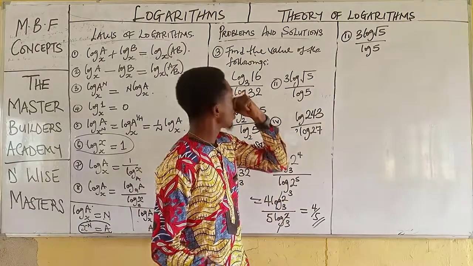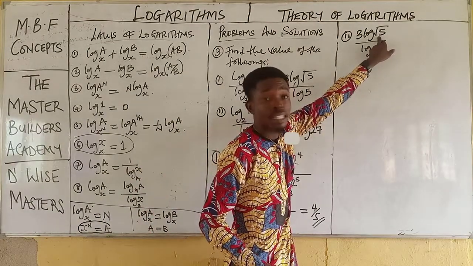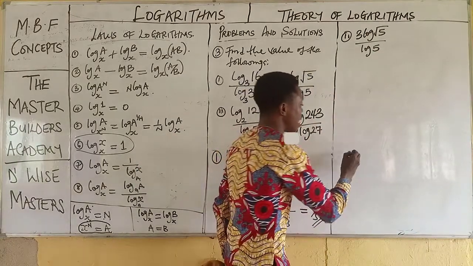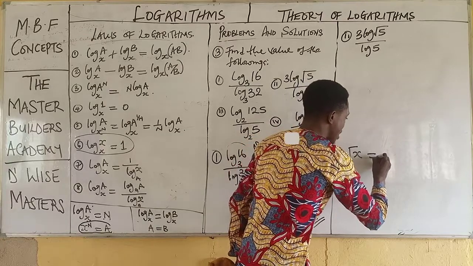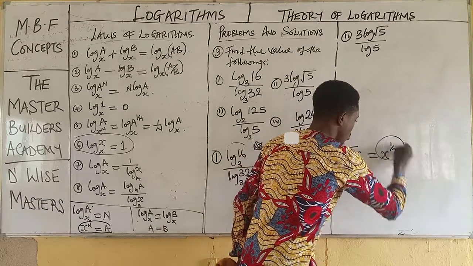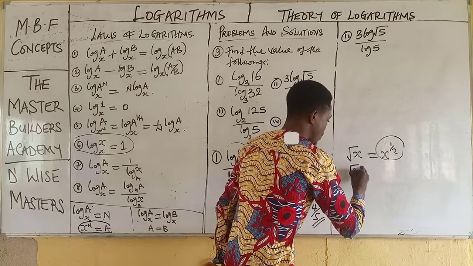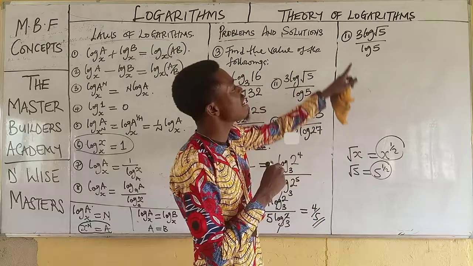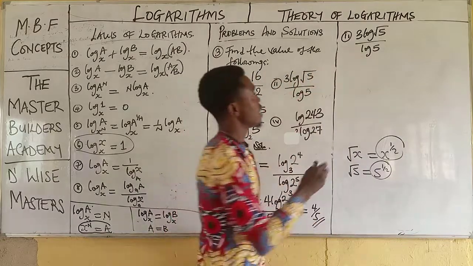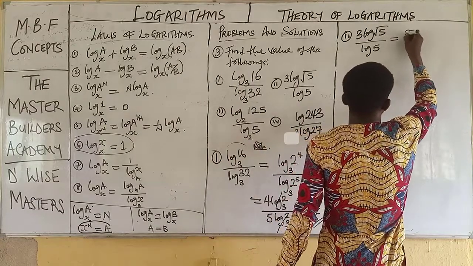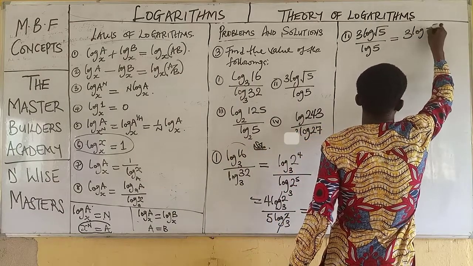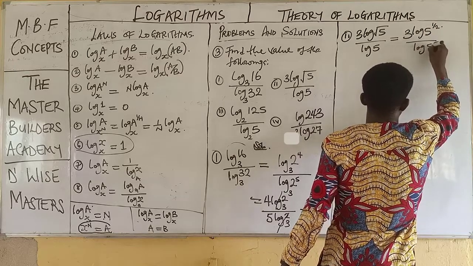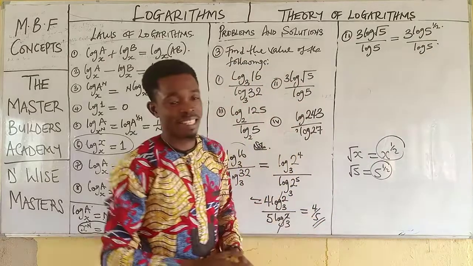Fine. Now, what do we do? We find out that here, this is 5. This is root 5. The first thing I will do is to remove the square root. So now, look at it. The square root of x is the same thing as x raised to the power of 1 over 2. In other words, the square root of 5 is the same as 5 raised to the power of 1 over 2. So we quickly remove this square root. Then this will give us 3 log 5 raised to the power of 1 over 2 all over log 5. As simple as this.